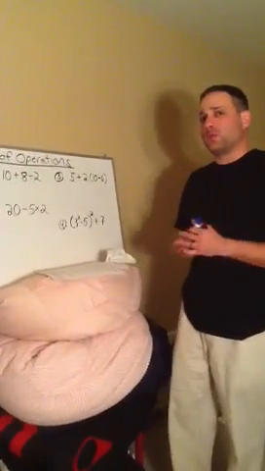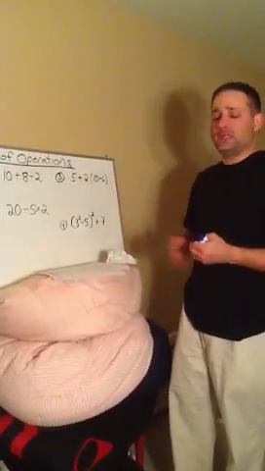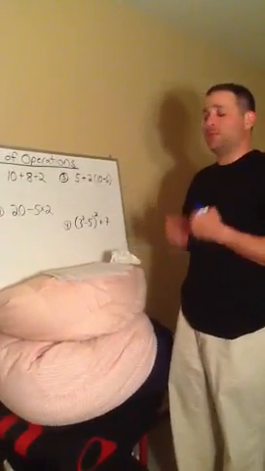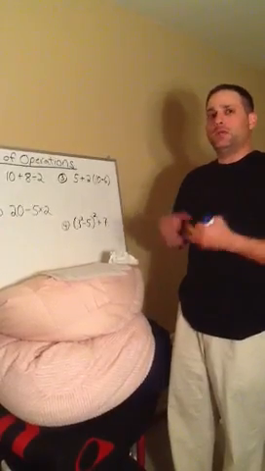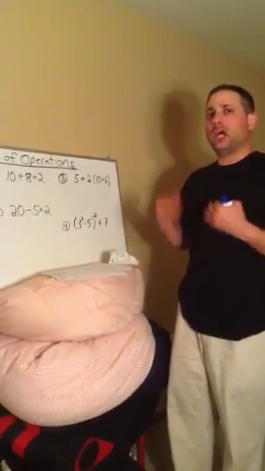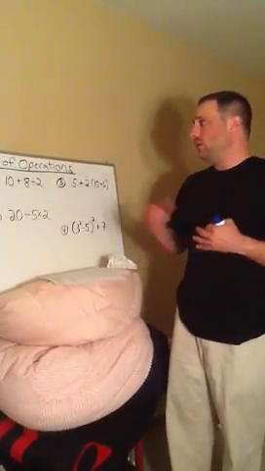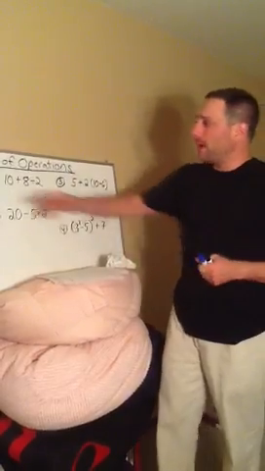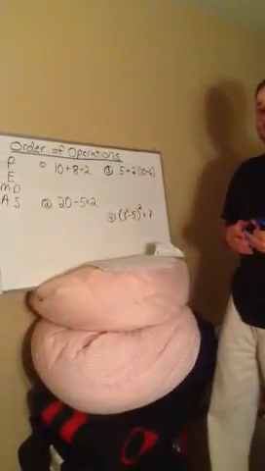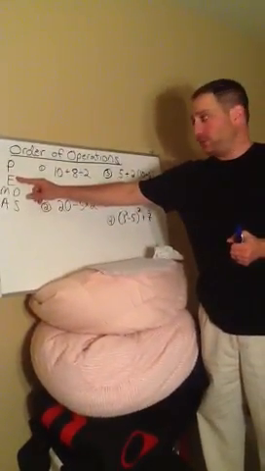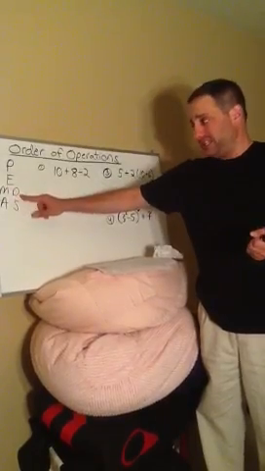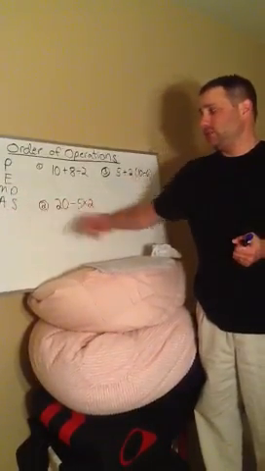Okay, today we're going to talk about order of operations, and before we get into some of the problems, I want to talk about please excuse my dear Aunt Sally. We use please excuse my dear Aunt Sally to help us figure out which order to do these operations. P is going to stand for parentheses or grouping symbols. E is going to stand for exponent. M will be multiplication, D division, A is addition, S is subtraction.